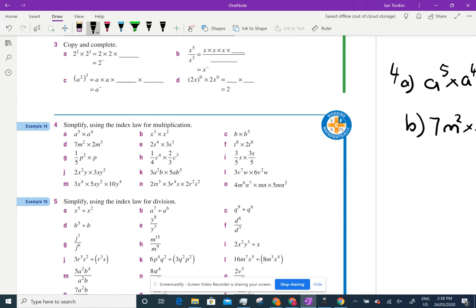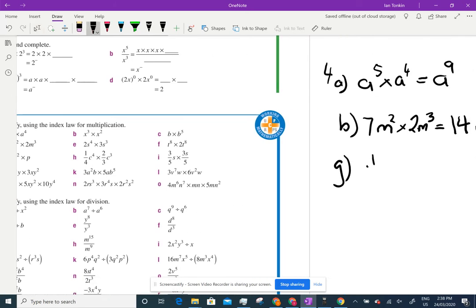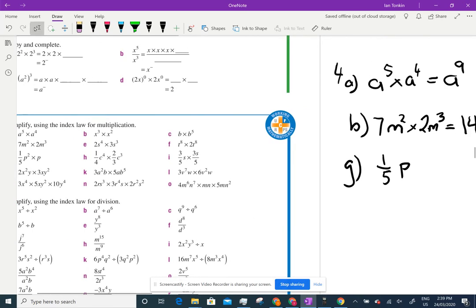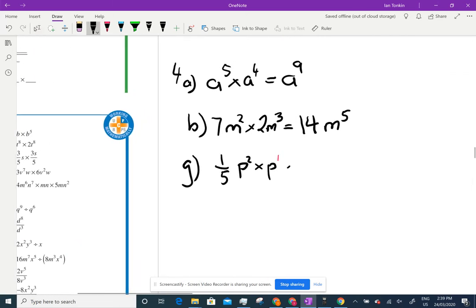G, I've got a fraction here. Don't let it scare you. 1/5 p squared times p. And remember, our index result means that there's a 1 there, just in case you forgot. Well, there's only one number. It's a fifth. I'll leave it out the front. You could put it all over if you wanted. And I add the powers, p cubed.